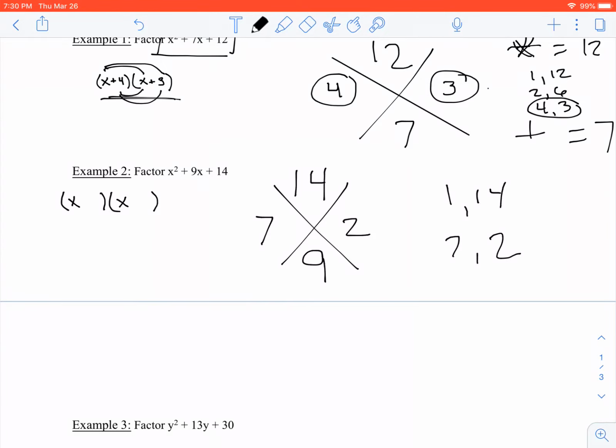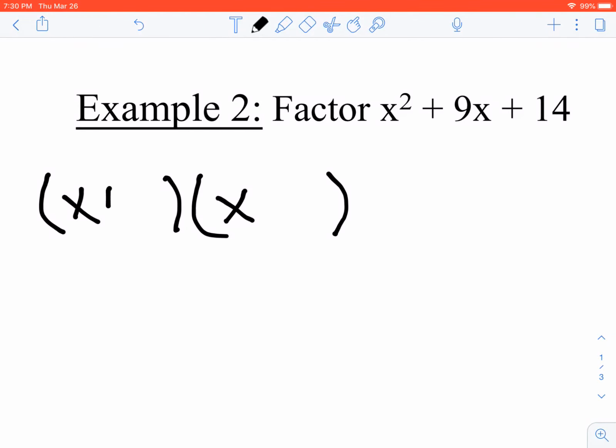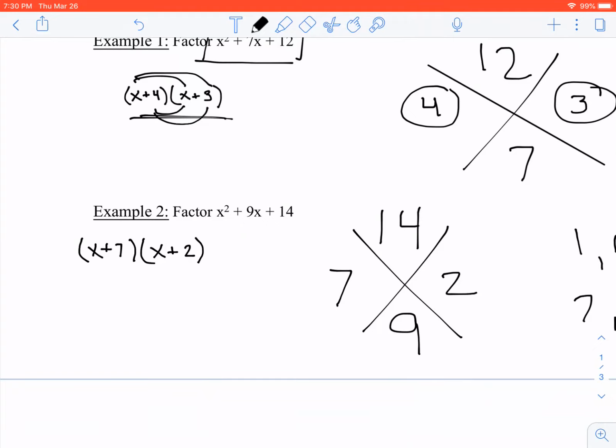We just make sure the puzzle works once we double check it, and once it does, we can add them right in here. And again, I could put the 2 first and the 7 in the second one. It does not matter where you put them. And there's your answer. So this little x here, do you have to do that?